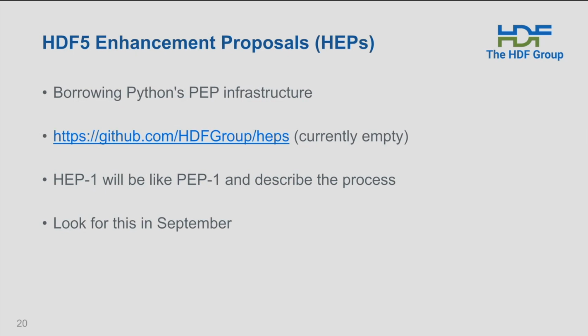One of the other things that I'm excited about is that we're going to borrow Python's Python Enhancement Proposal infrastructure and use that to create an HDF5 enhancement proposal infrastructure. If you've ever seen this, they use it for all kinds of stuff: governance of Python, changes to the language, quite a few things. Will we use everything from it? Probably not. We'll see. Right now, Python uses a python/peps repo to store all their stuff.